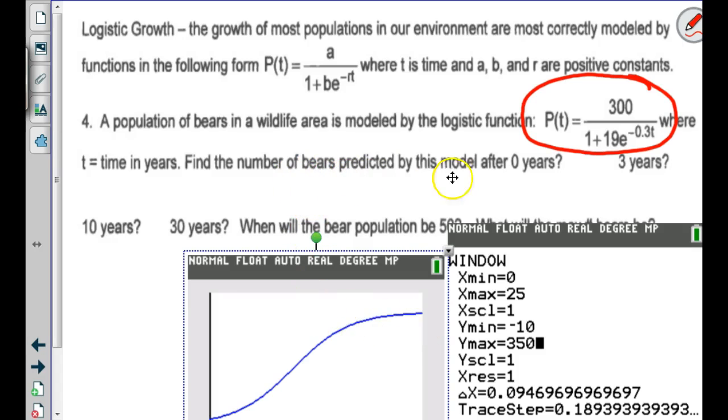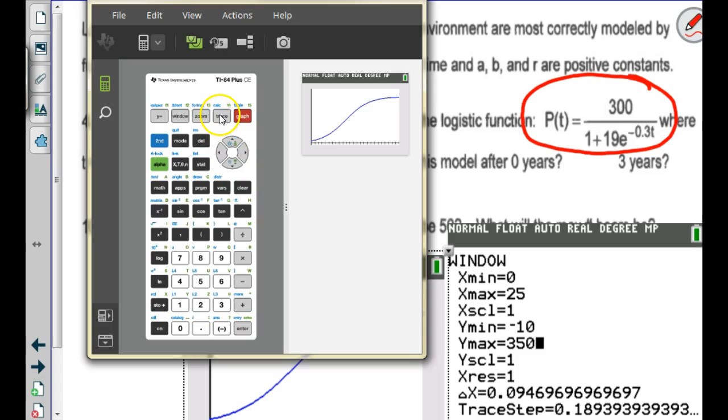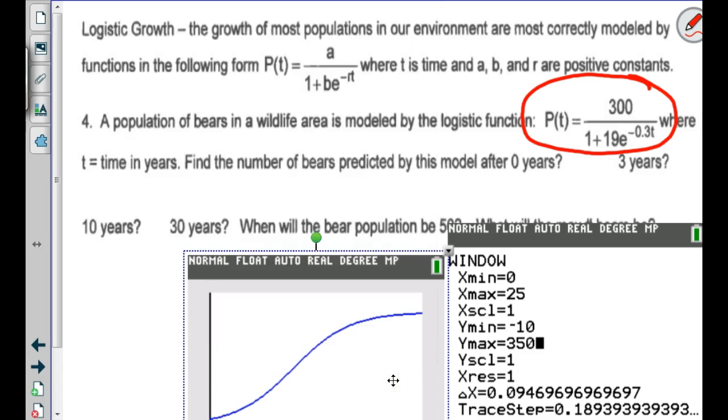All right, so find the number of bears in 0 years. How are we going to do that? We could put a 0 into the equation, but since we've already graphed it, what could we do? Yeah, trace 0. How many bears did we start with? Did anybody else get 15? Okay. 3 years. Go trace 3 and tell me what you get. Rounded to the nearest whole bear. 34 bears. Okay, 10 years.